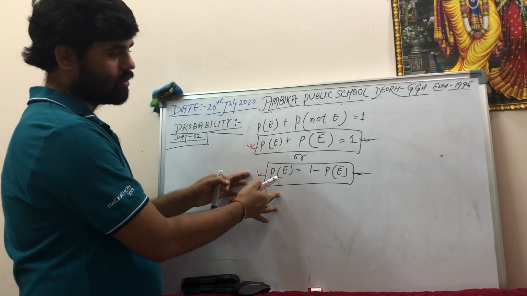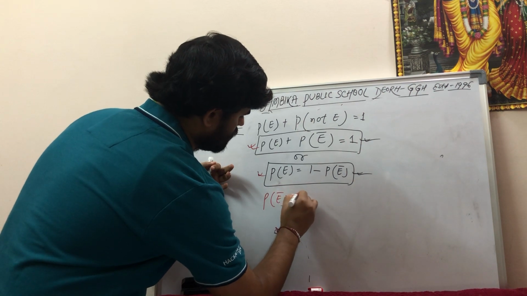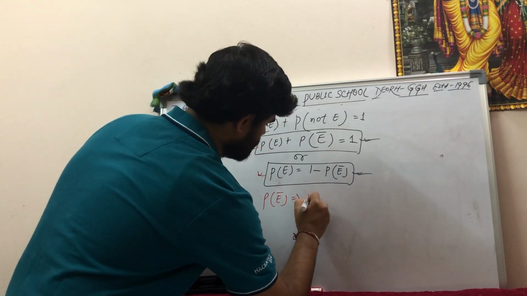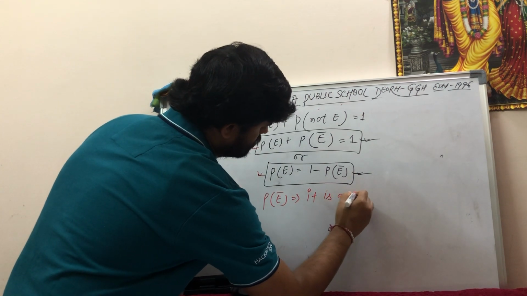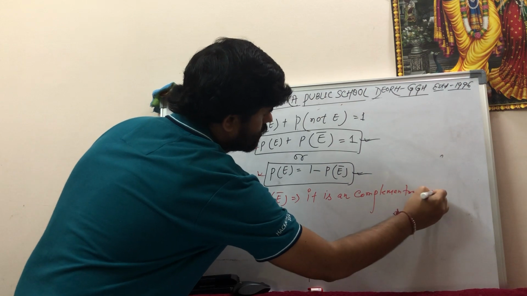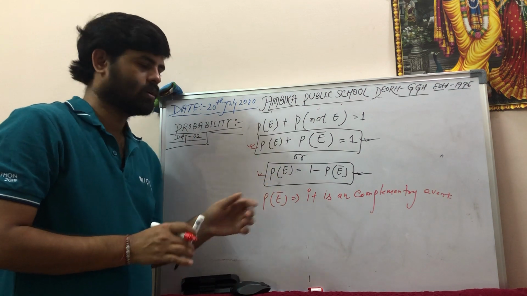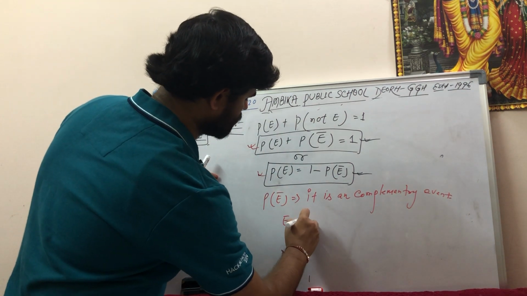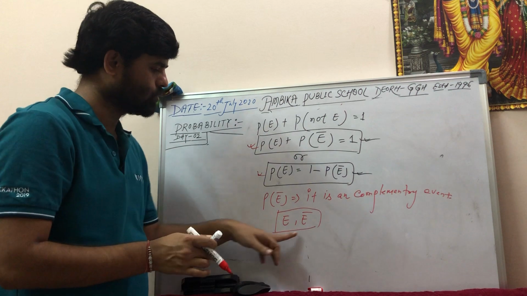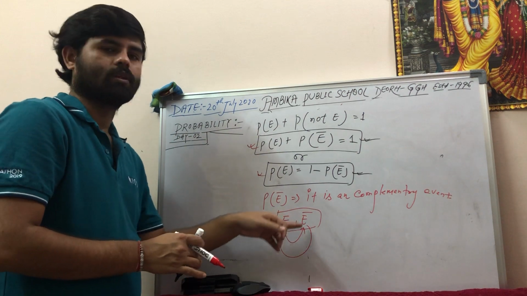So this event, P(E bar), right? This event is called the complementary of this event. E bar is a complementary event. It is a complement. E bar is a complement of E. E is complement to E bar and E bar is complement to E. Both are complement to each other, right?